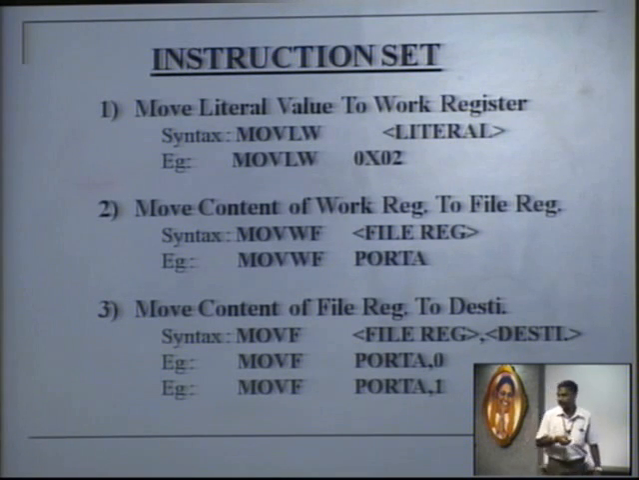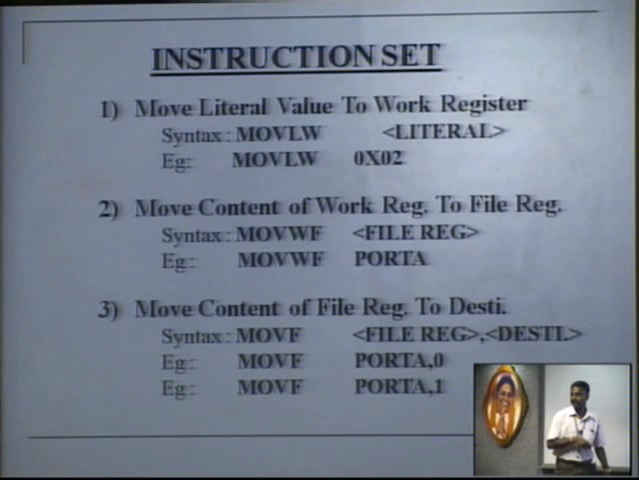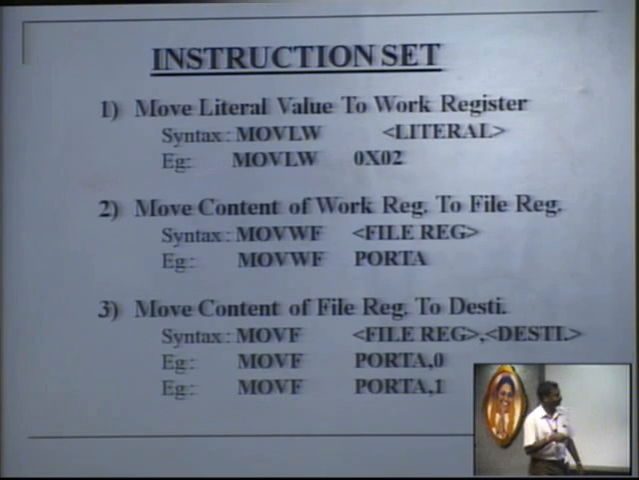What is meant by literal? Literal is nothing but a constant value. So you are moving this constant value to the W register, the work register. Where will you specify that constant value? That will be given as your argument data. Now MOVLW 0x02. 0x02 means hexadecimal 02. Everybody knows that, no? 0x02 means hexadecimal, 0B01 means binary, like that. So 0x shows that the number coming after it is a hexadecimal value. Above, MOVLW 0x02 means you are moving this literal value to the W register.